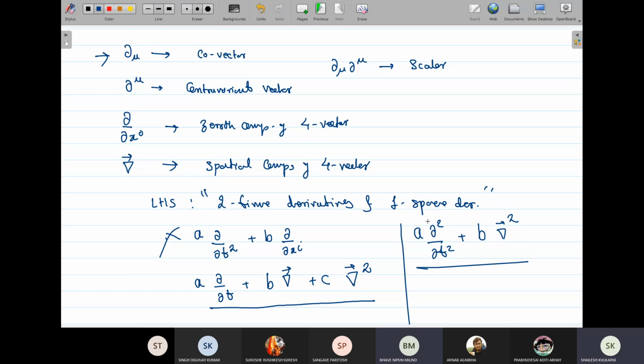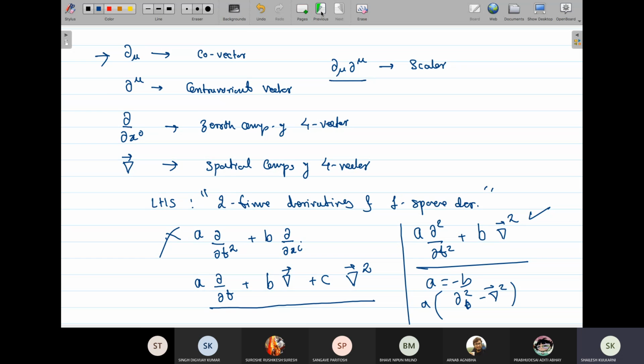Sir, for the one on the right, there is a chance that it can be Lorentz invariant. Yes. Why? Because you can fix, suppose, A equal to minus B. Then you can write this as del T or del 0 square minus gradient square. And this is nothing but your del mu del mu, which is a Lorentz scalar. So this term may transform like a Lorentz scalar for this choice of A and B.